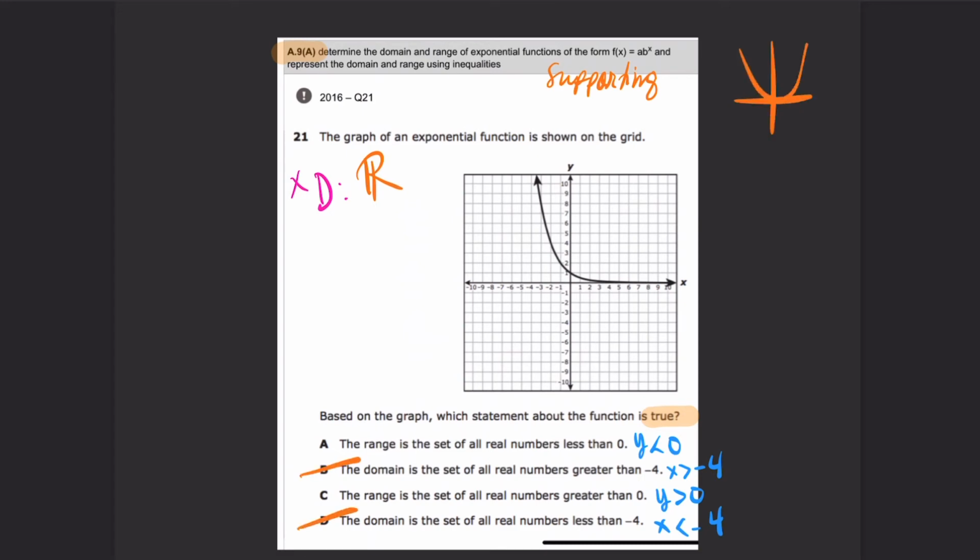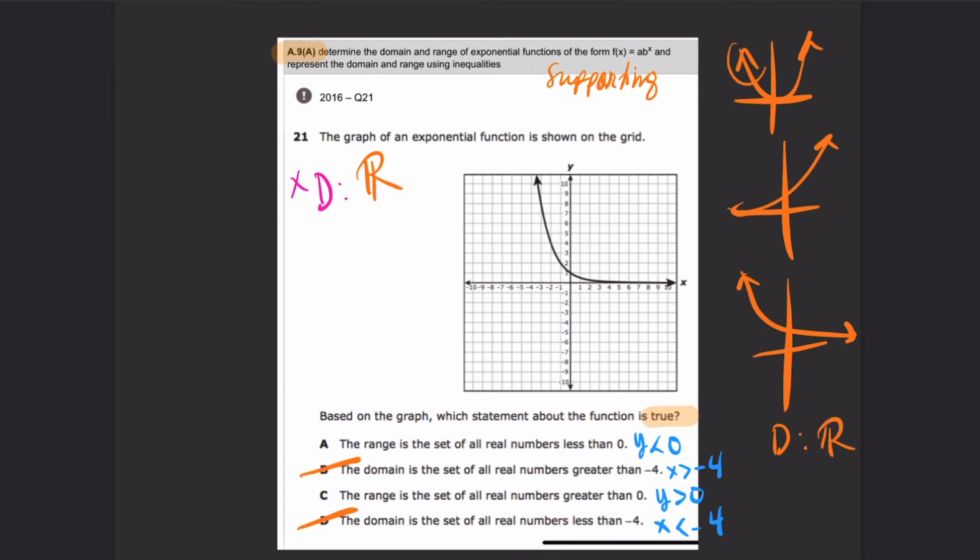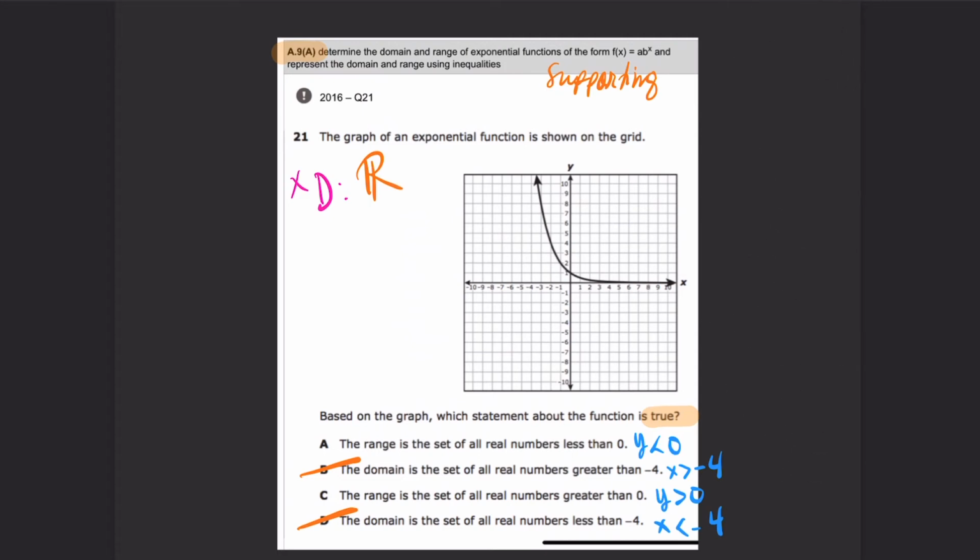So just like quadratic functions, exponential growth and decay will always have a domain of all real numbers if they have the 2 arrows at the end. Sometimes you might just get a segment. So that's why we eliminated B and D. Now let's go ahead and find the range to see which answer choice is correct out of A or C.